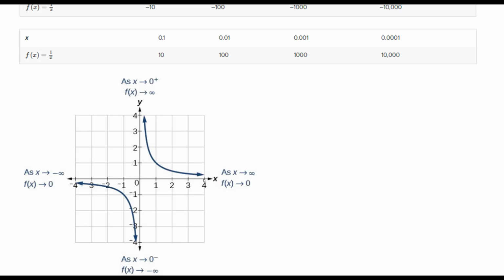And that's why as x gets really close to 0 from the right side, it's going up to infinity. As x gets really close to 0 from the left side, it's going to go down to negative infinity. So as x approaches 0 from the right side, it's going towards infinity. As x approaches 0 from the left side, it's going to negative infinity.